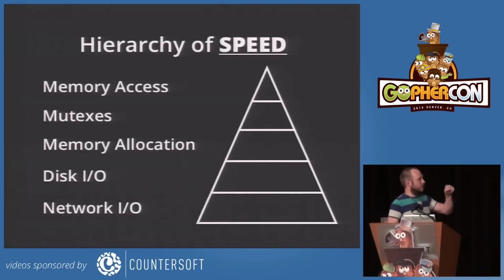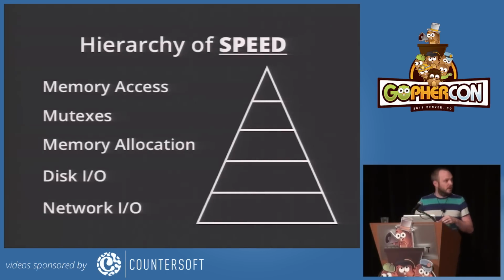It's interesting too. If you look at memory access, we're talking about nanoseconds, like 3 nanoseconds to grab from an L1 cache, L2 cache, that kind of area. Mutexes, we're talking tens of nanoseconds. Memory allocation, hundreds of nanoseconds. Disk I/O, you get into milliseconds, and network I/O, you're talking microseconds and then milliseconds. And these can be flipped around. It's just a general guideline I think of.